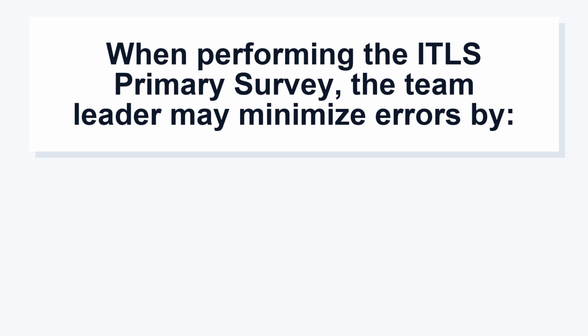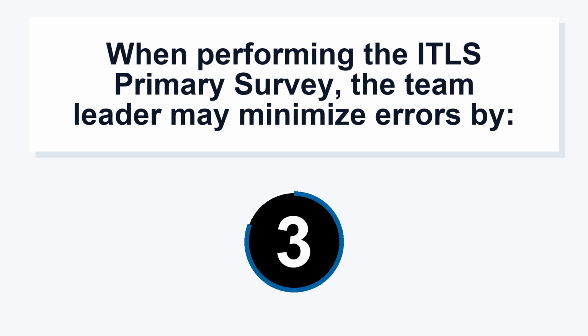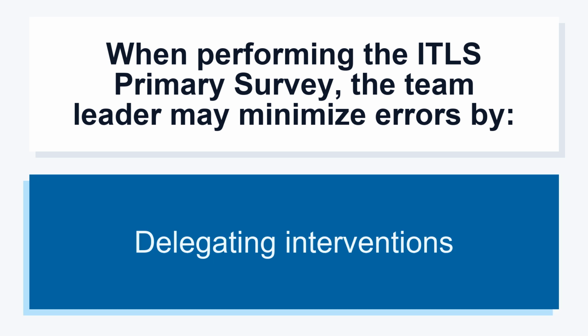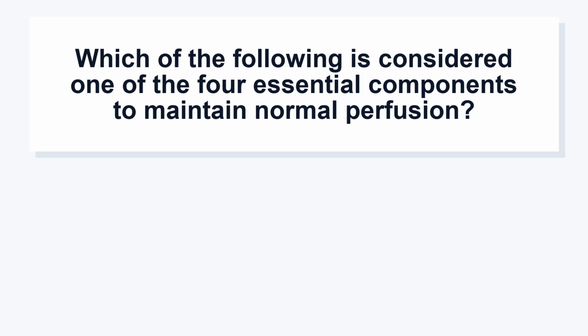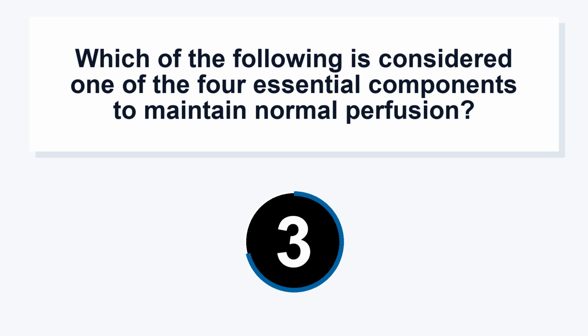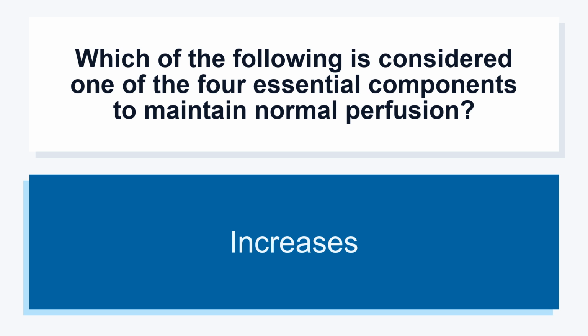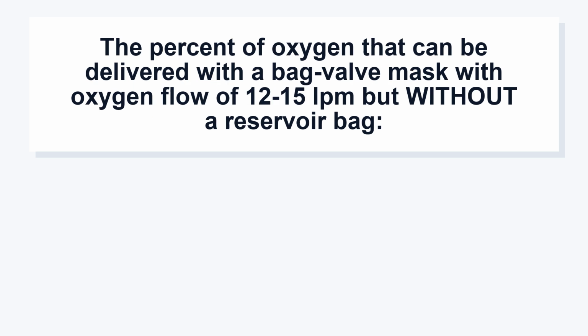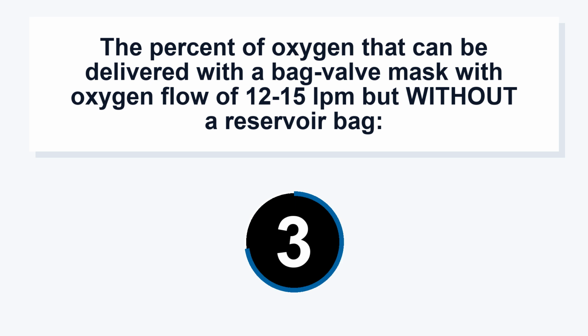When performing the ITLS primary survey, the team leader may minimize errors by delegating interventions. Which of the following is considered one of the 4 essential components to maintain normal perfusion? Increases. The percent of oxygen that can be delivered with a bag valve mask with oxygen flow of 12 to 15 lpm but without a reservoir bag. 40 to 50%.